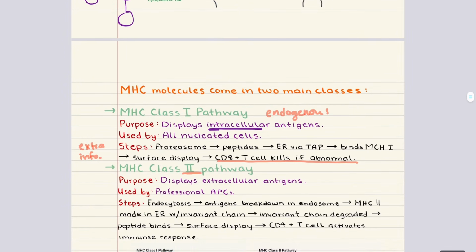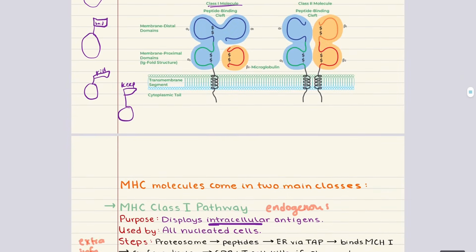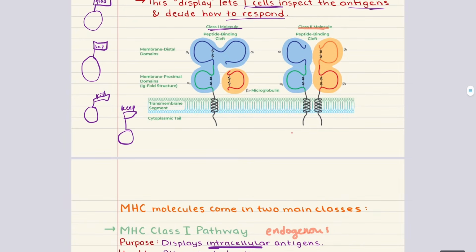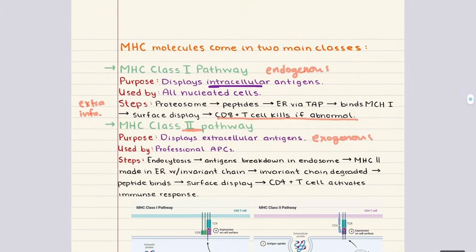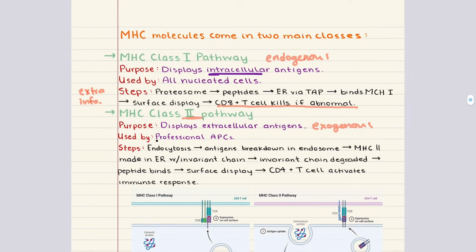MHC class 2 molecules, on the other hand, are used in the exogenous pathway. These molecules present antigens that originated outside the cell, such as bacteria or toxins that were engulfed. And this pathway is used by professional antigen-presenting cells, which includes macrophages, dendritic cells in the skin, some B cells, and certain activated epithelial cells.